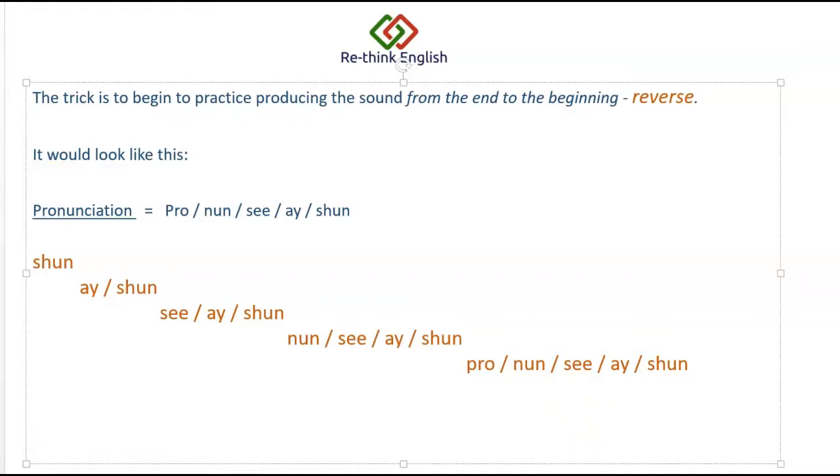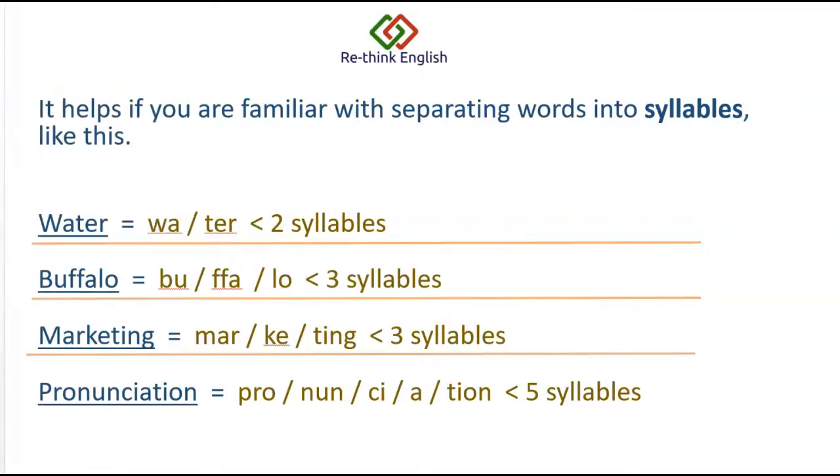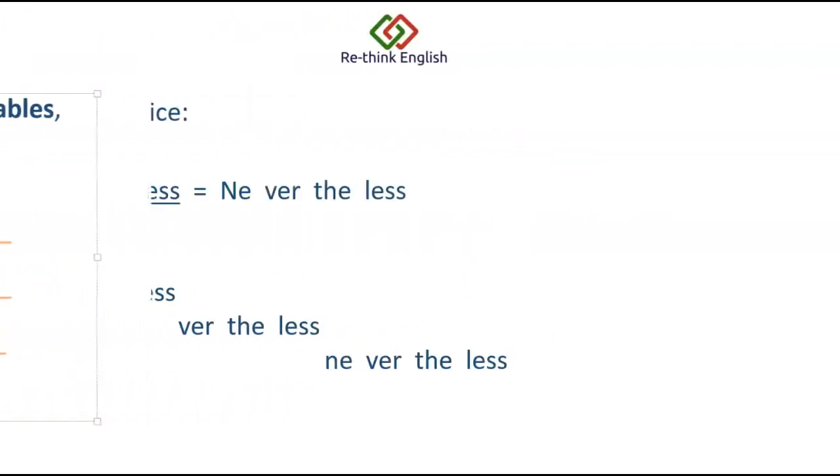Let's take a look now at syllables. In order to practice reverse pronunciation, it would help you if you were familiar with breaking words into syllables. You may have learned this a long time ago. Here we have a 2-syllable word, water, buffalo, marketing, and our practice word, pronunciation, 5 syllables.